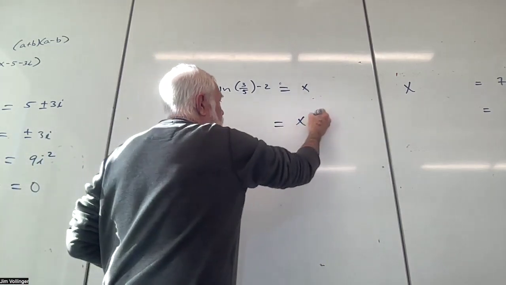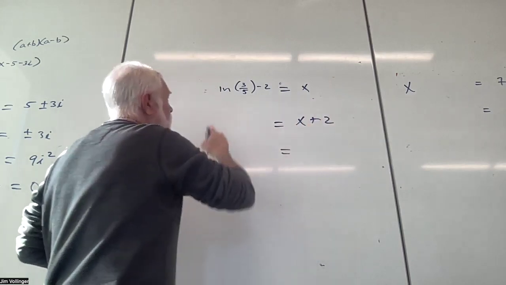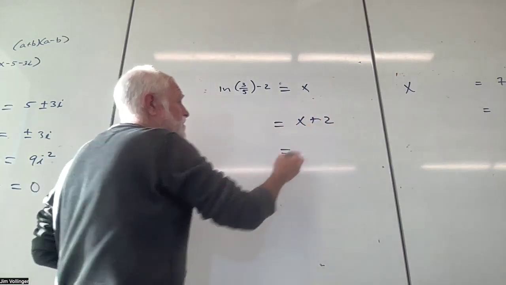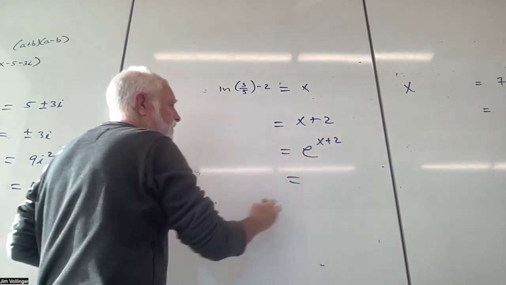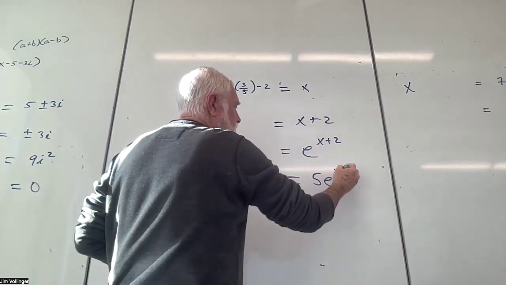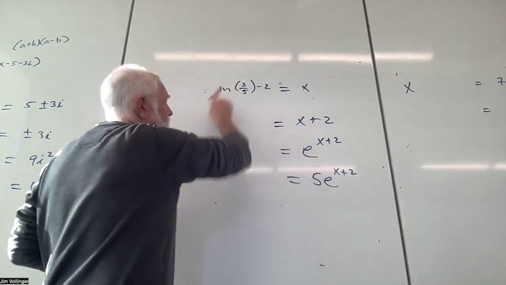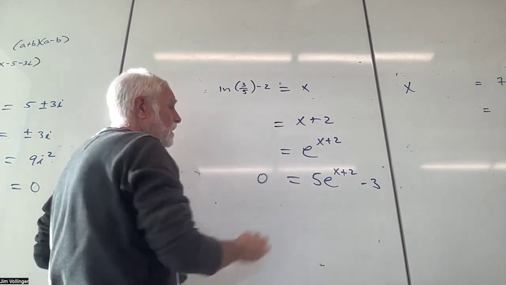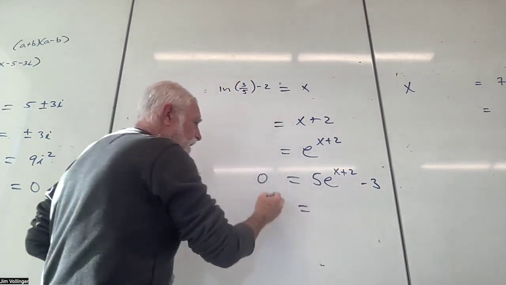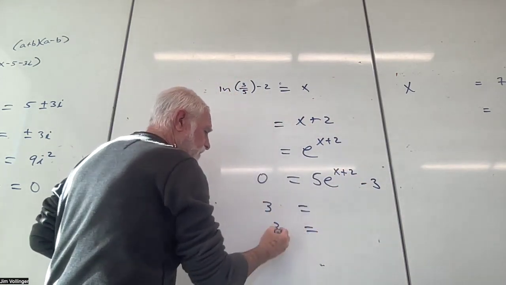So I think I'd add 2. I think I would do the inverse of ln right now, which is e to the. And then I would multiply by 5. And then I would subtract 3. And if I set this to 0, I think I can see it materialize. Add 3. Divide by 5.